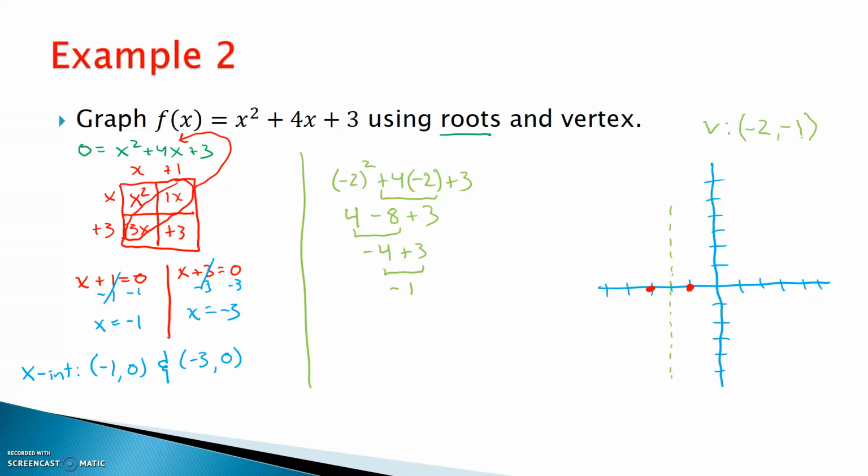So let's go ahead and go back here and finish this up. My vertex is at negative 2, so I go left 2 and then down 1 because of the negative. And there we have it. I have my vertex and my two x-intercepts. So here we go. Quick sketch. And there we have it.